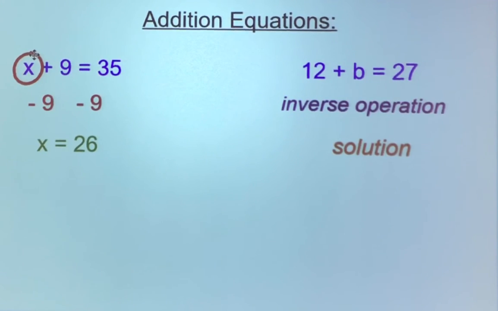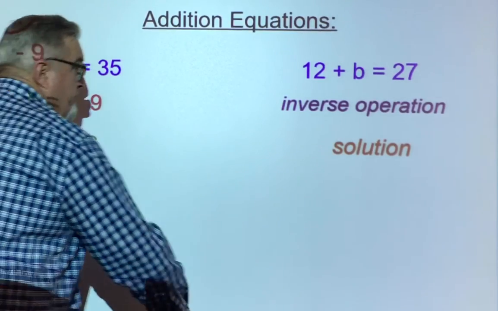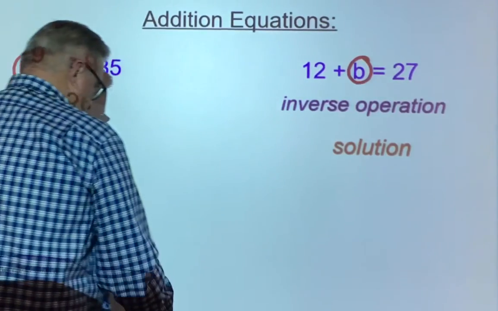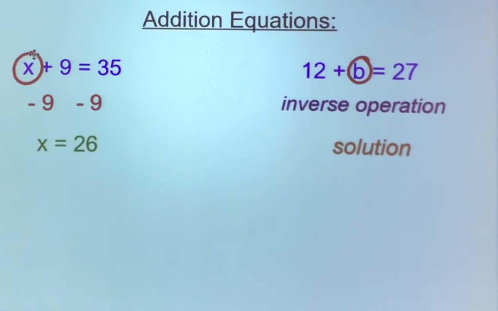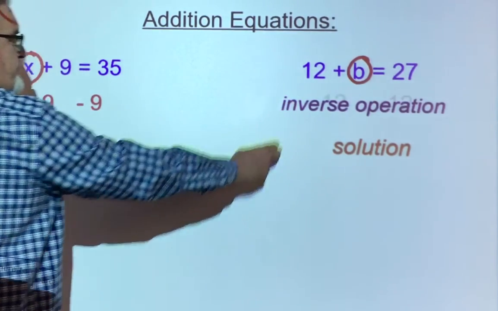The equation on the right looks a little different because the variable's not leading the equation. We have 12 plus b equals 27. Well, we know from the commutative property of addition that I can reverse the order and look at it as b plus 12. So if you look at it that way, what are they doing to b? Here's our variable. What's the operation that's happening? Well, they're adding 12. What's the inverse of adding 12? You got it, subtracting 12.